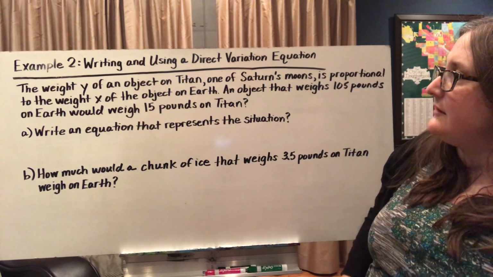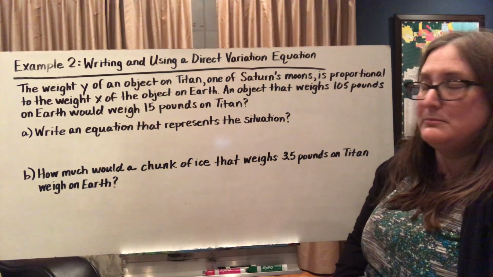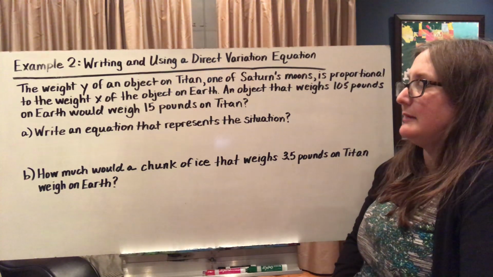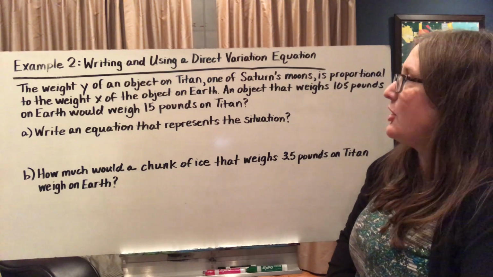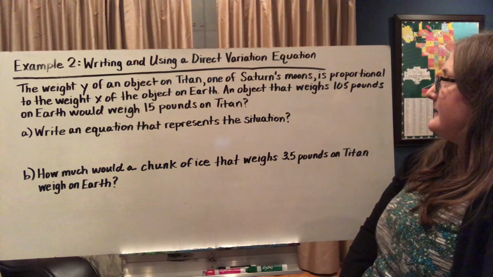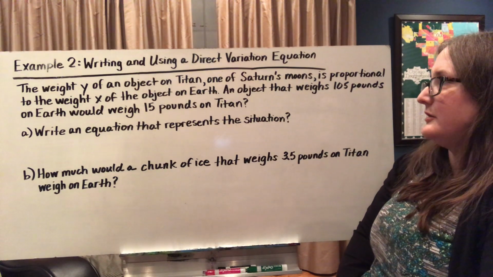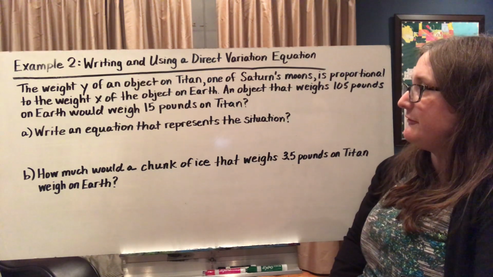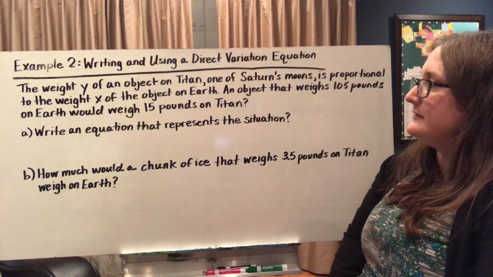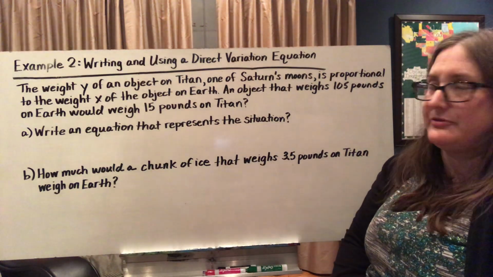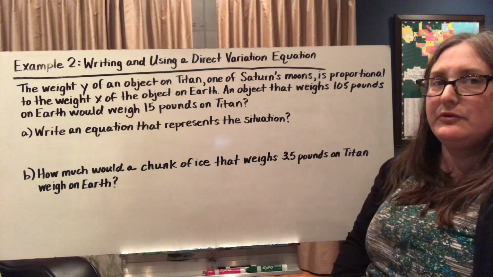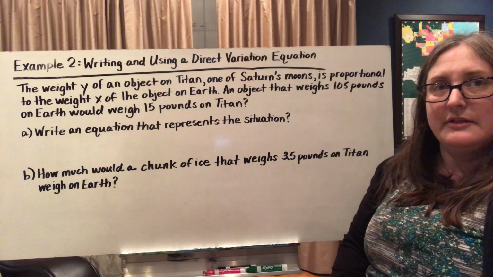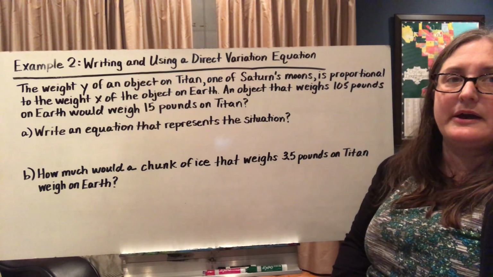All right, so the weight of an object on Titan, which is a moon of Saturn, is proportional to the weight of an object on Earth. The weight on Earth we're going to call x. It says an object that weighs 105 pounds on Earth would weigh 15 pounds on Titan. So we want to figure out what is an equation that could represent this situation. Well, we know that it's going to be proportional. The more you weigh on Earth, the more you're going to weigh on Titan. The less you weigh on Earth, the less you're going to weigh on Titan.